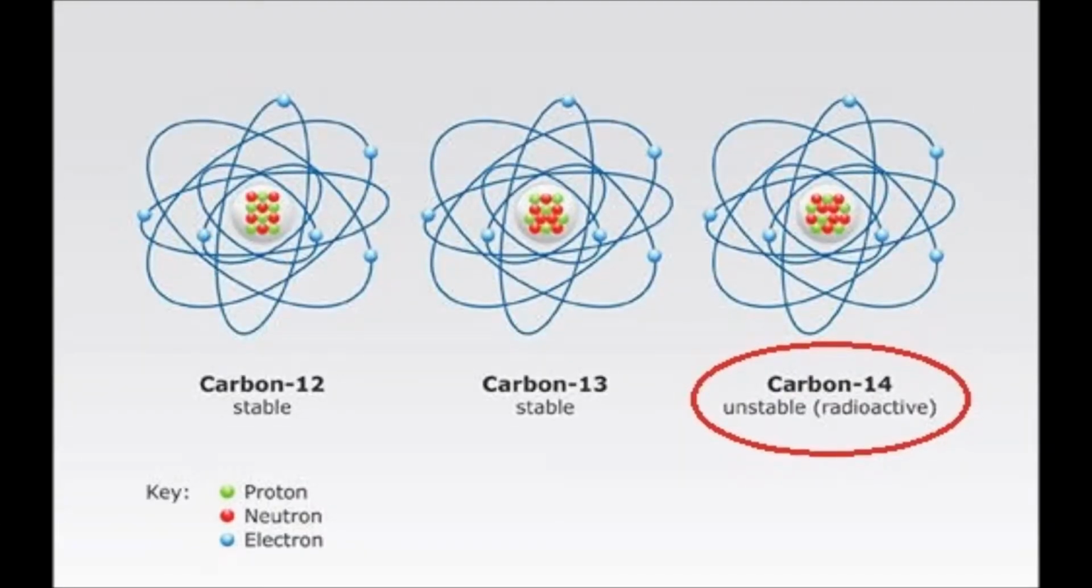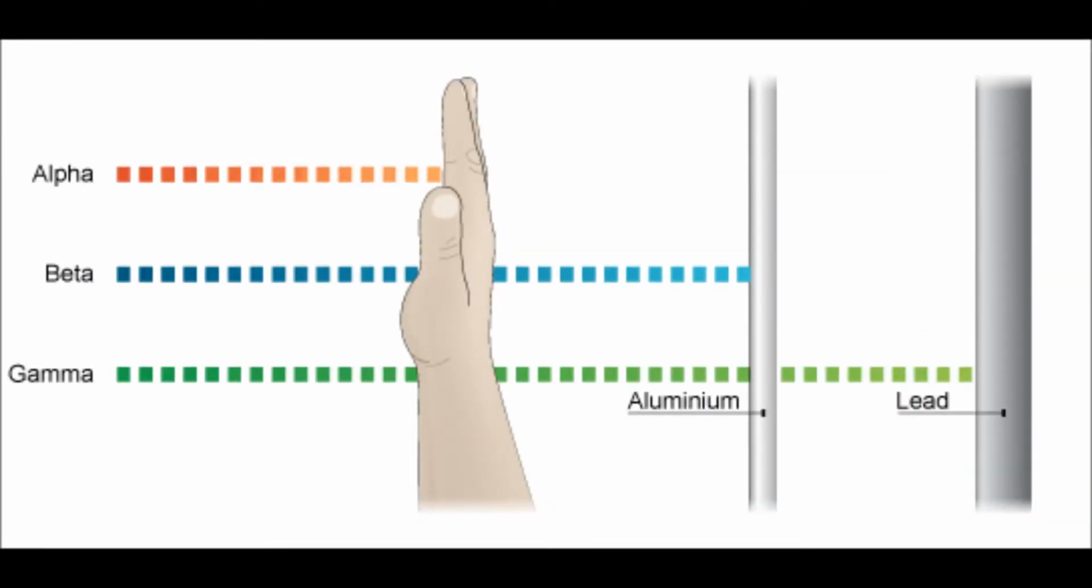Containing 6 protons and 8 neutrons, it is one of the few isotopes of the element carbon. Beta radiation is emitted during the radioactive decay of carbon-14, although it is difficult to detect because it produces a very low energy. Beta radiation is the emission of electrons and is moderately penetrating.